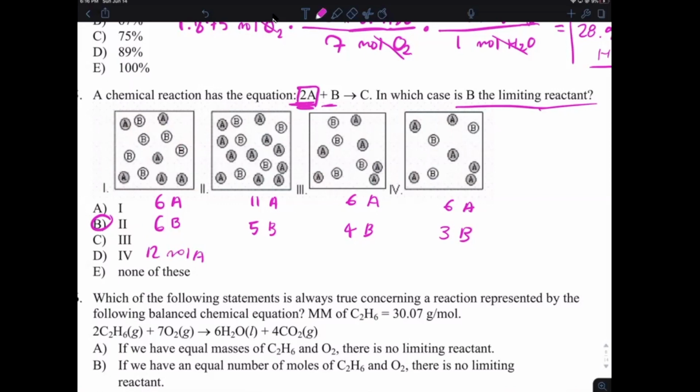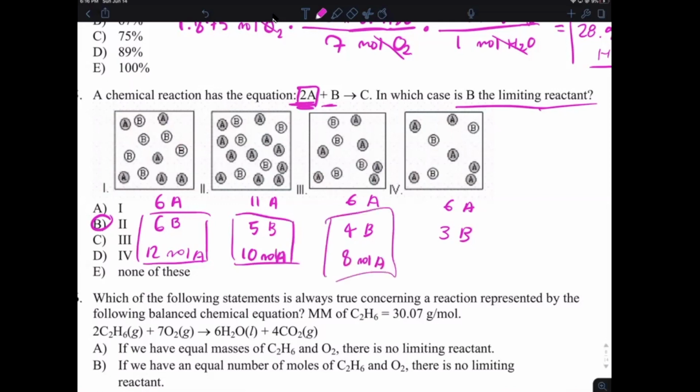In this case, we need 10 moles of A to react with 5 moles of B. In this case, we would need 8 moles of A. In this case, we would need 6 moles of A. Okay, so in which case do we have some A left over?